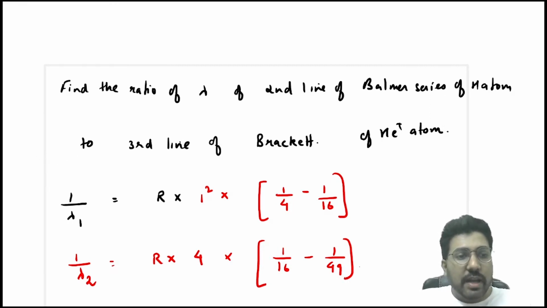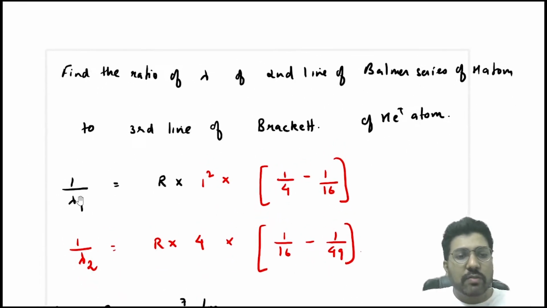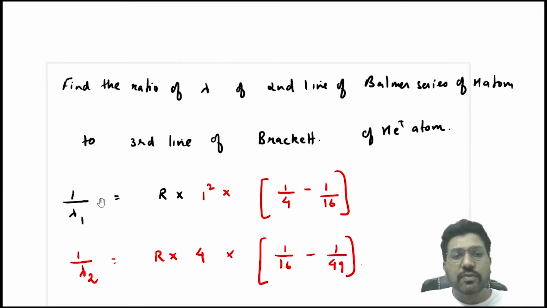Now 1 by lambda 1 you have got, 1 by lambda 2 you have got. You just have to divide it. You will get the ratio lambda 2 by lambda 1 or lambda 1 by lambda 2, whatever they have asked you. I'm not calculating it. You can calculate it yourself.